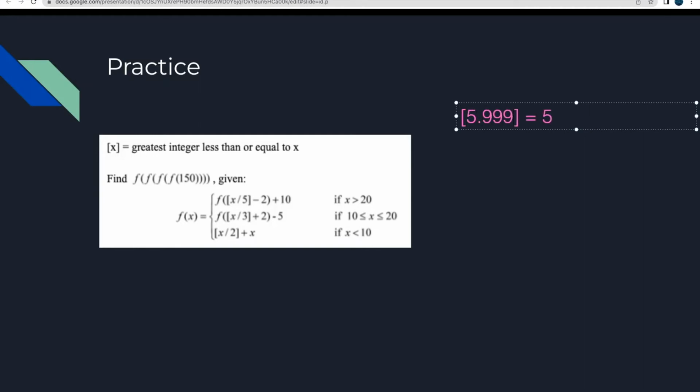And it doesn't matter if this was like 5.999, it's still 5. Once it goes to, say, 6.0001, though, that becomes 6. So that's the floor function. And this time we have 4 Fs here. So we're going to have to use our technique again, just write it out. 150, 1, 2, 3, 4, right? Okay, so we're going to solve for f of 150 first.